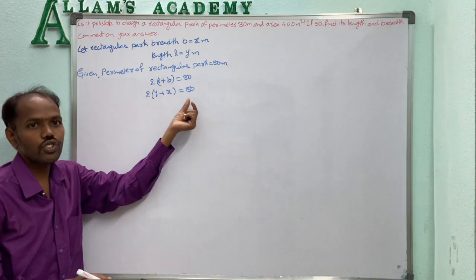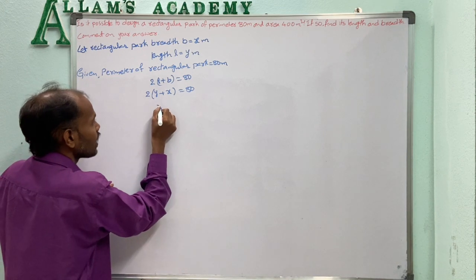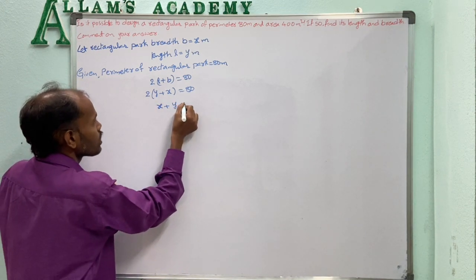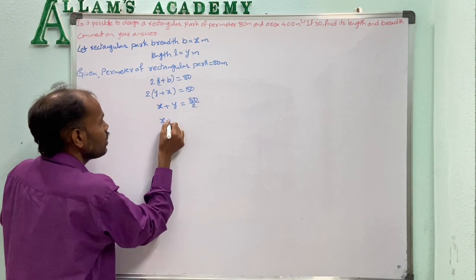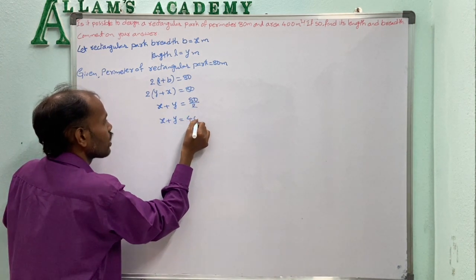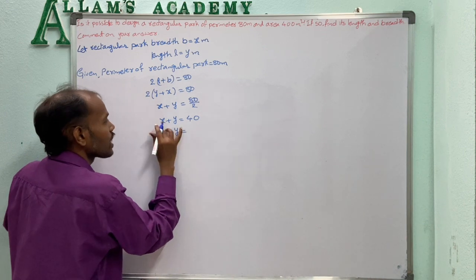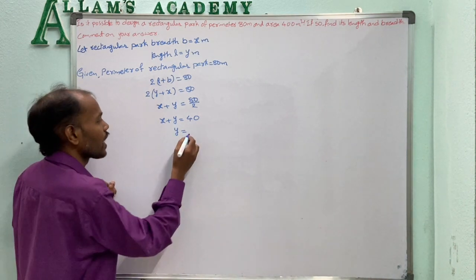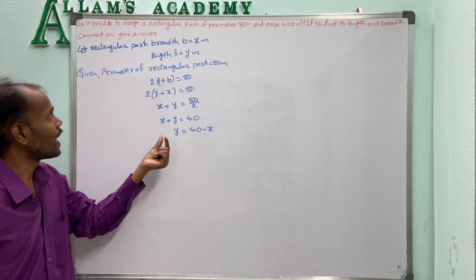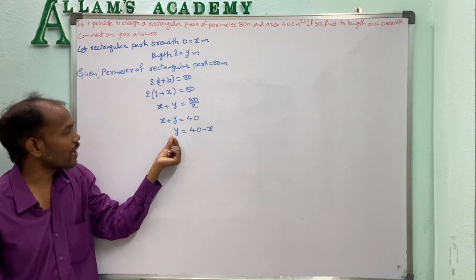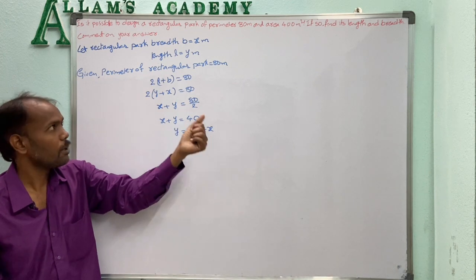Now multiplication 2 is transferring to RHS, that is nothing but division. So x plus y equal to 80 by 2. 80 by 2 is 40. So x plus y equal to 40. Now plus x transferring to RHS, now we can write y equal to 40 minus x. Now the length of the rectangular park is 40 minus x meters.